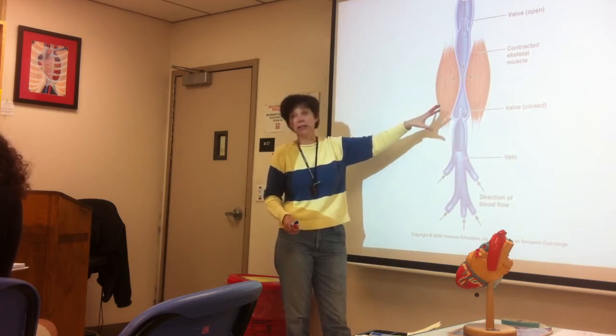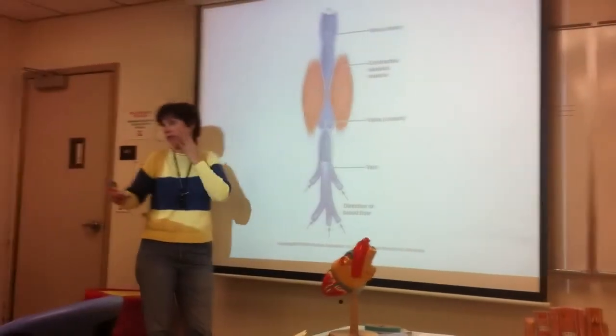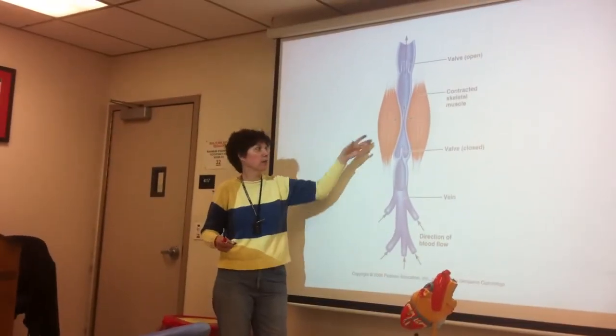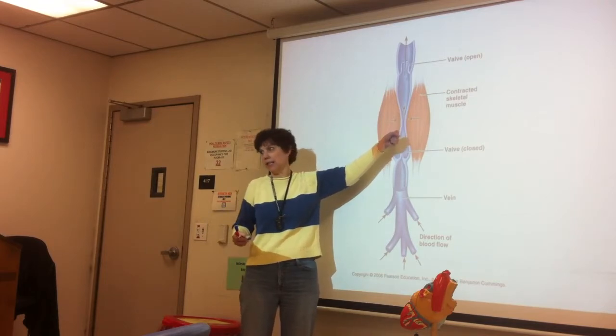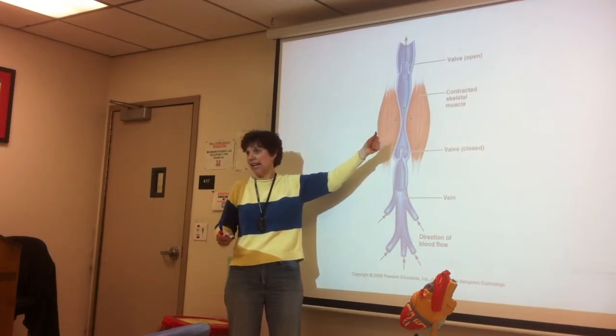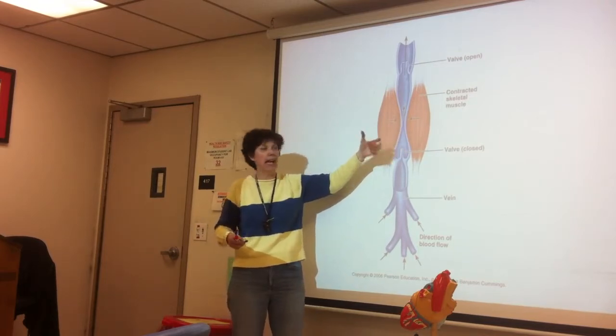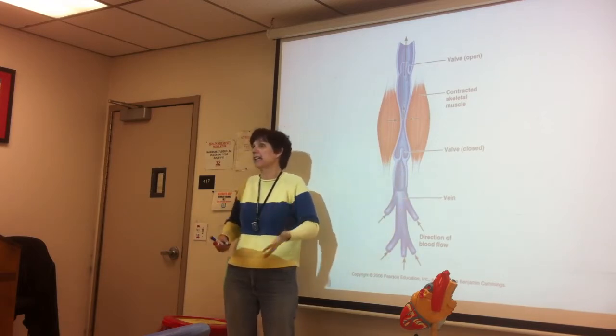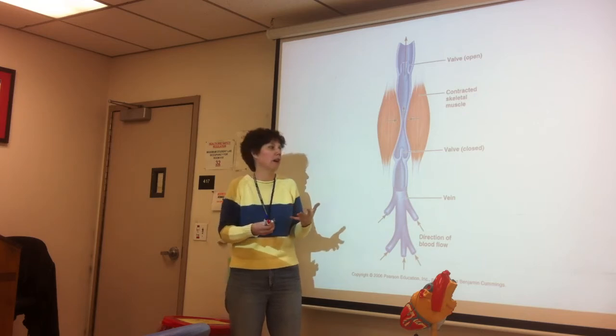Now this is showing a deep vein, so say along the back of the leg, and when muscles contract, they get fatter. All you have to do is clench your jaw and you can feel your masseter get bigger. When that happens, it squeezes the veins. That functions as a second pump. Skeletal muscles act as a second pump, helping to move blood towards the heart.